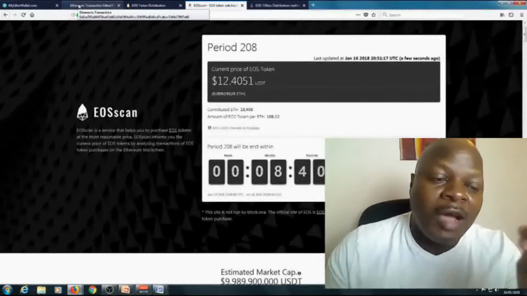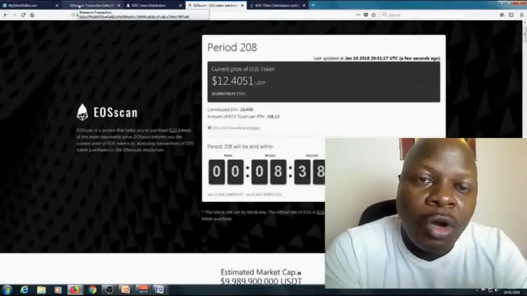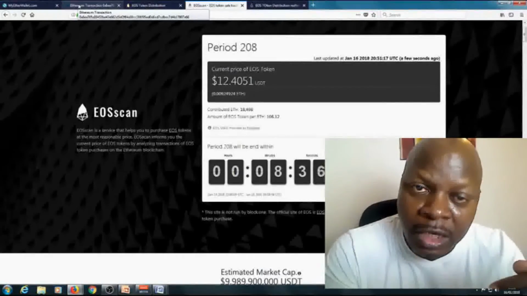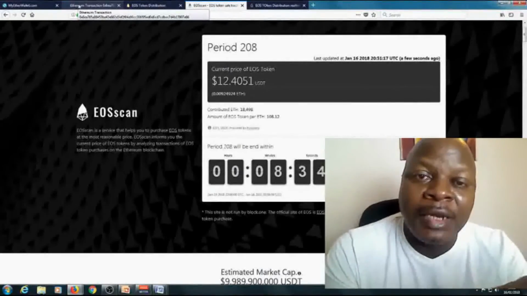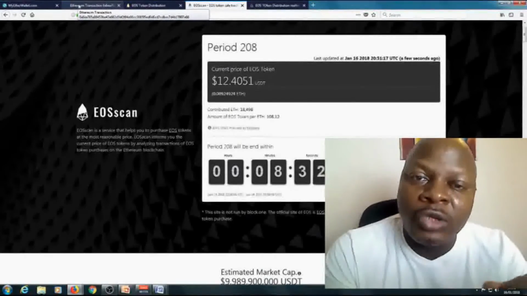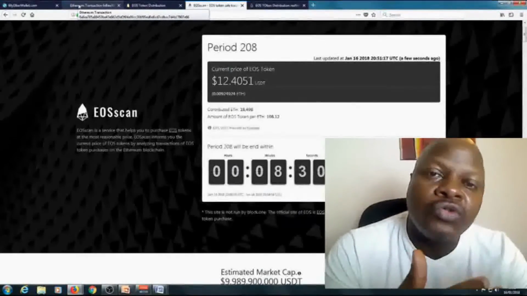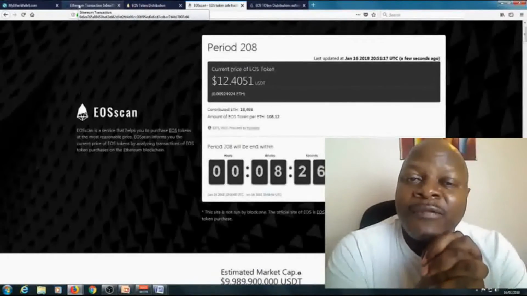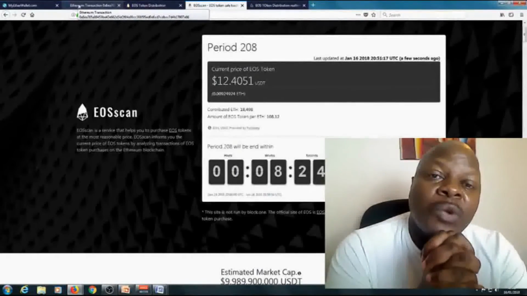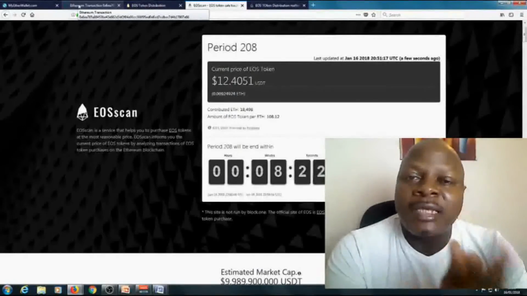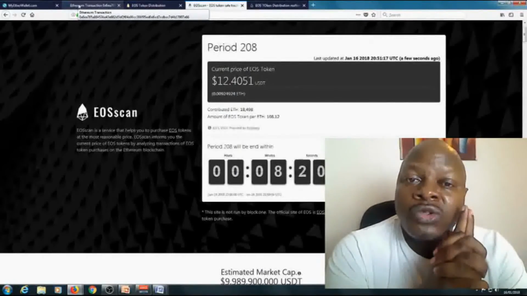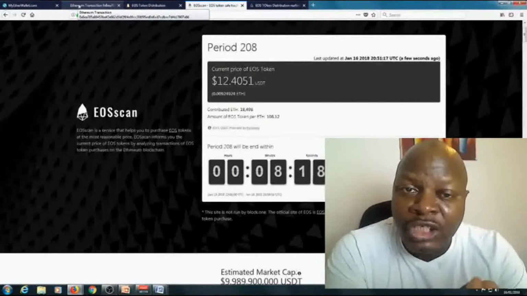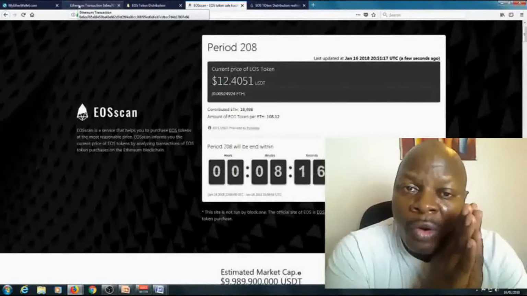So there we have it. As soon as this clock runs down, it resets again to 24 hours, and the process repeats. And then obviously you repeat as well. So you continue to trade the margins, and you continue to trade the margins, and that effectively, ladies and gentlemen, is where the money is. So that's how to make a lot of money trading the margins on EOS.